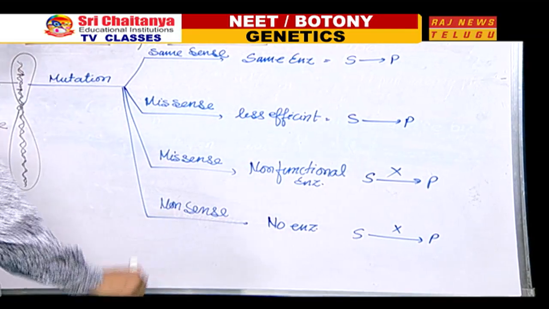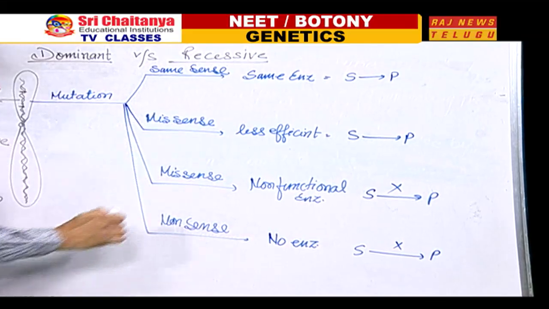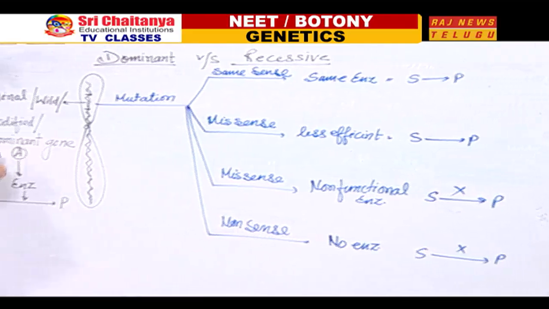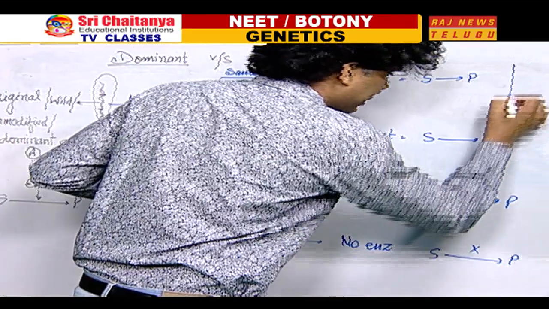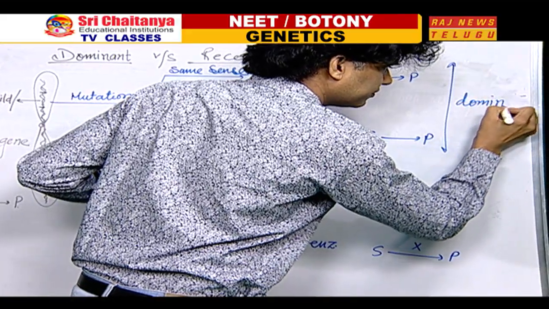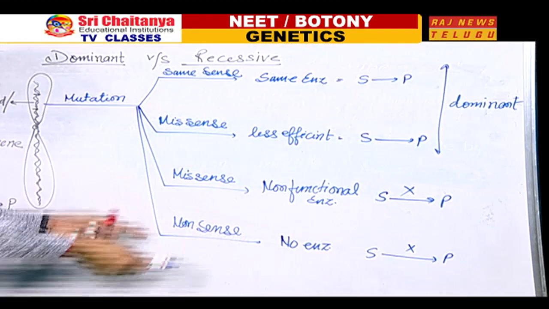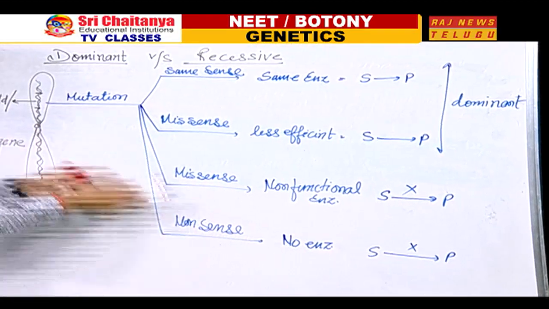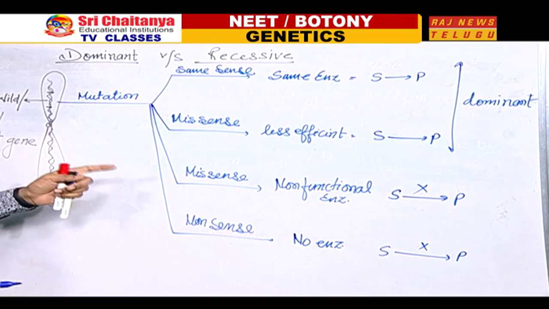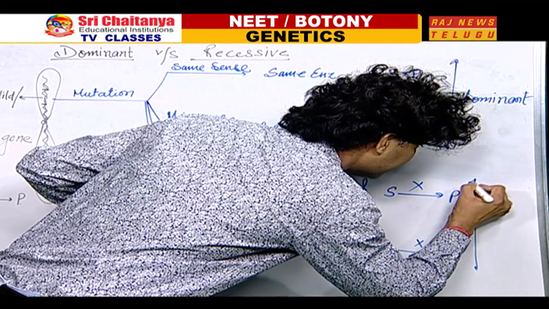It means these two variants of the gene are similar to the original or wild gene. It means they are also considered as dominant. But these two genes, or the alternative mutated forms of the gene, cannot convert the substrate into the product. It means they would be considered as recessive.